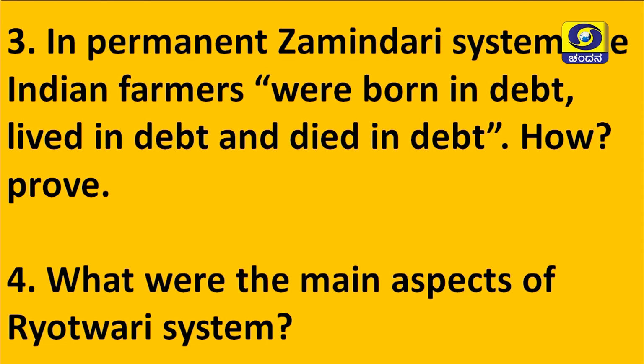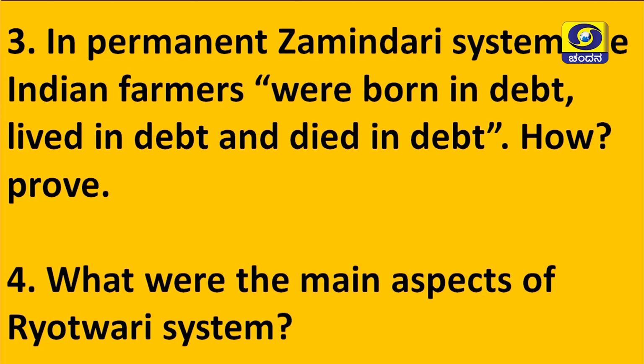The Indian farmers were born in debt, lived in debt, and died in debt. How? Prove it. According to the permanent Zamindari system, the farmers lost their ownership of lands. Zamindars collected excess taxes from the farmers. Farmers had to work under Zamindars and were exploited. They suffered like anything. Because of that, it was said the Indian farmers were born in debt, lived in debt, and died in debt.